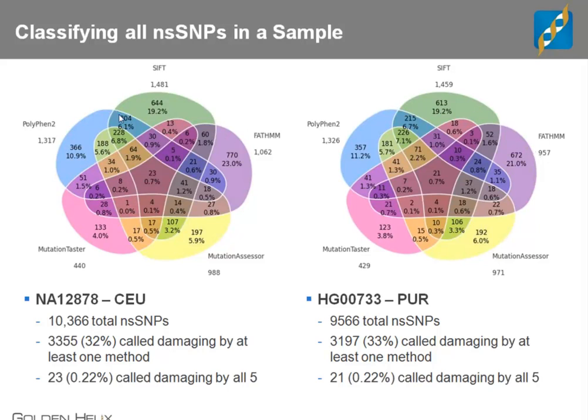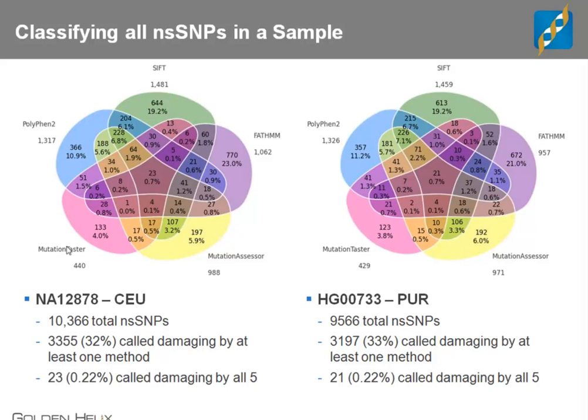The second kind of consistent pattern I've seen is that when we look at the intersections, the SIFT and PolyPhen intersection is usually pretty high, as is the three-way intersection here of SIFT, PolyPhen, and Mutation Assessor. Those three generally tend to be quite similar. Also, we see PolyPhen and Mutation Assessor being a pretty large intersection group, as well as down here SIFT and Mutation Assessor. So those three all seem to go together.